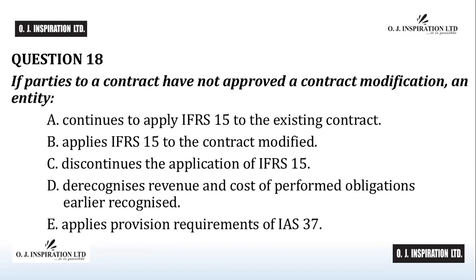Question number 18. If parties to a contract have not approved a contract modification, an entity: A. continues to apply IFRS 15 to the existing contract. B. applies IFRS 15 to the contract modified. C. discontinues the application of IFRS 15. D. derecognizes revenue and cash of performed obligations earlier recognized. E. applies provision requirements of IAS 37. 10 seconds gone. 20 seconds gone. Time up.